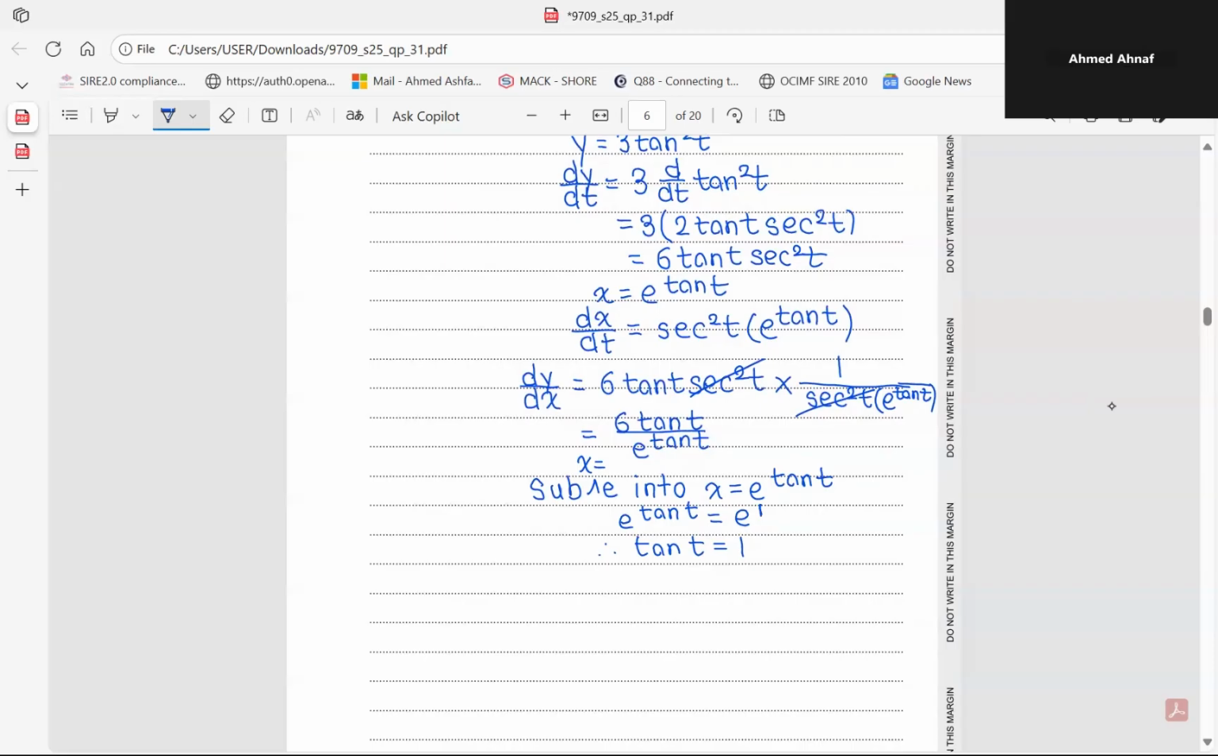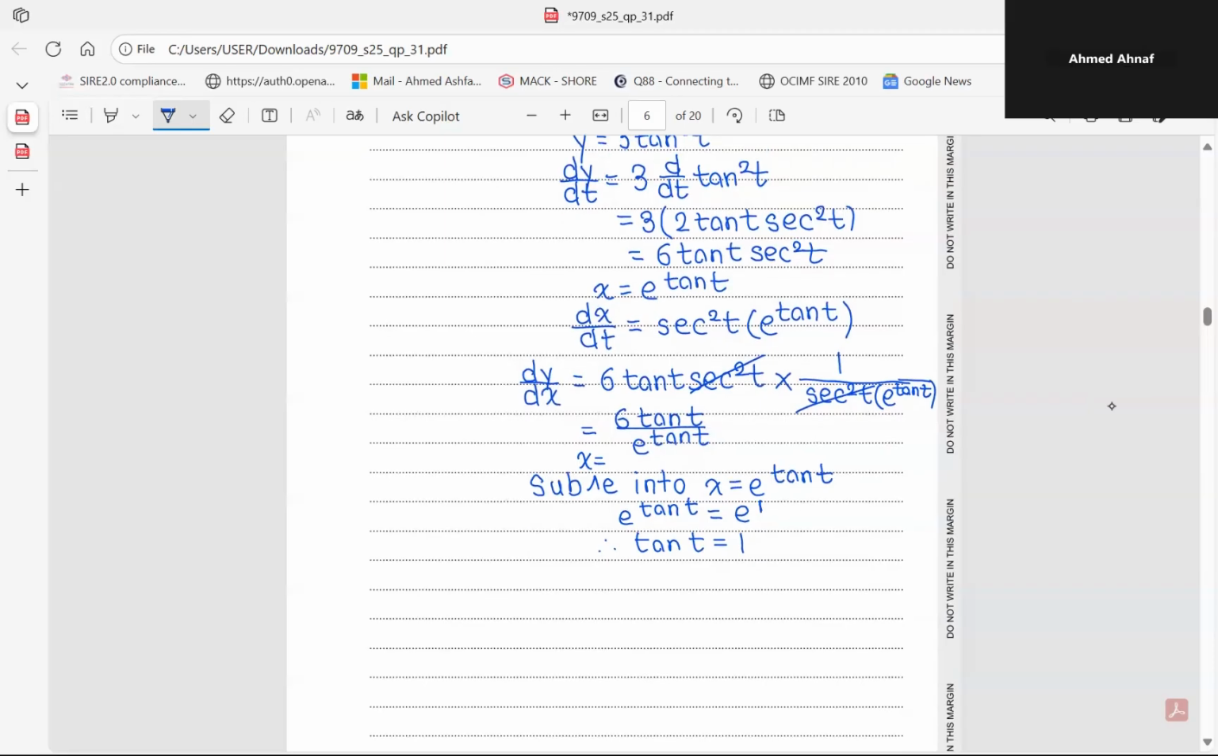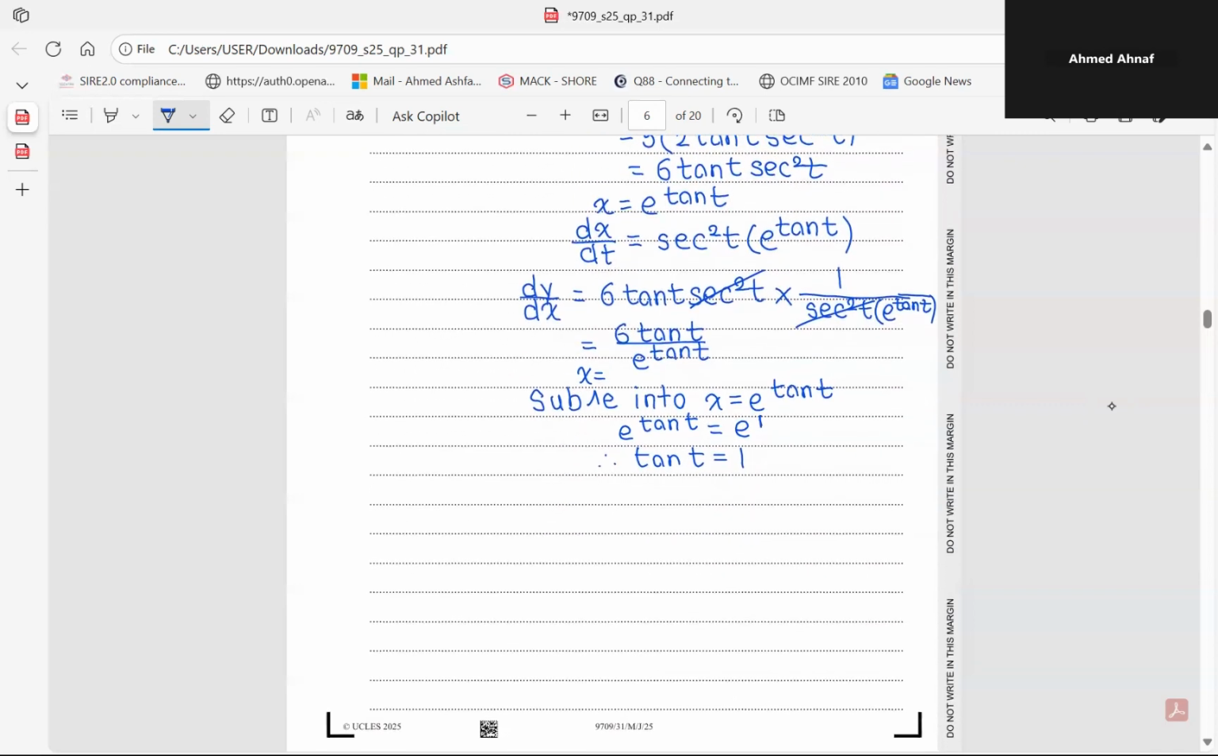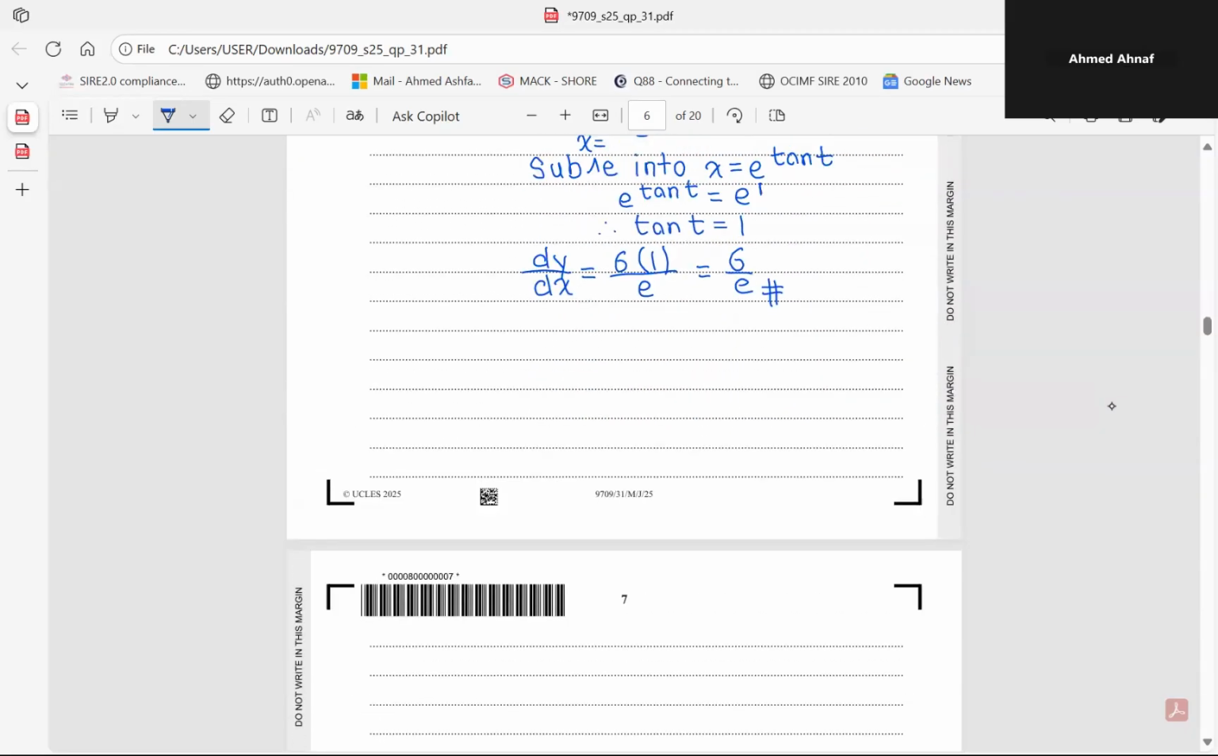Okay, you know what? Since everything in dy/dx is expressed in terms of tan t, we can just write down dy/dx as 6 times 1 over e to the power of 1. So we would have 6 over e. So this is the value for dy/dx. Hence, we have found our m value, which gives y equals 6 over e x plus c.